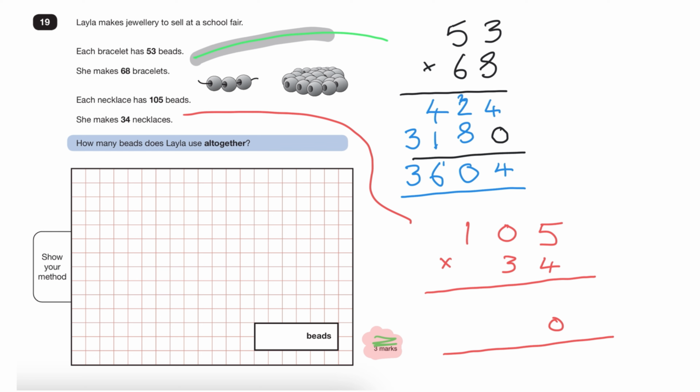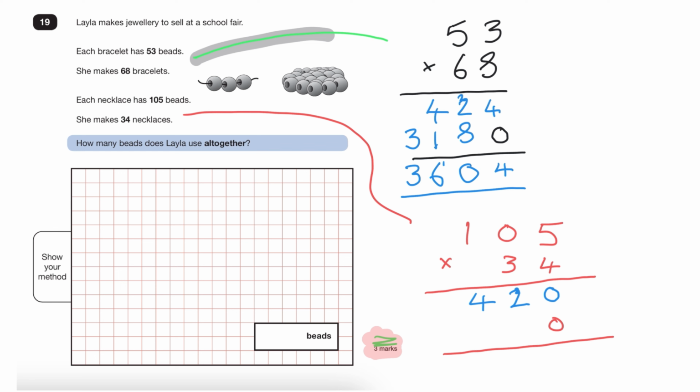So I've got 4 times 5 is 20. So 0, carry the 2. 4 times 0 is 0. Add the 2. So we have 2. And then 4 times 1 is 4. Then because we're now multiplying by a 10, because this is representative of 30, we've got our placeholder 0. We're going to do 3 times 5, 3 times 0, 3 times 1.